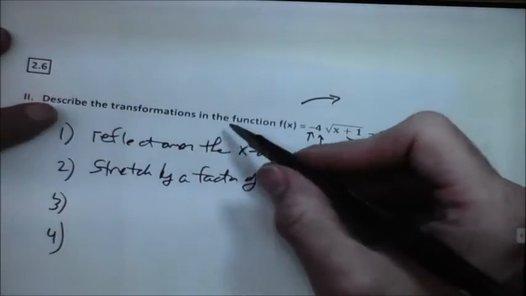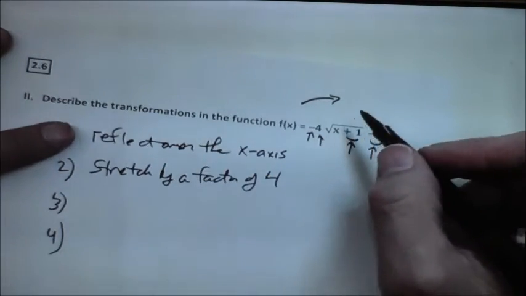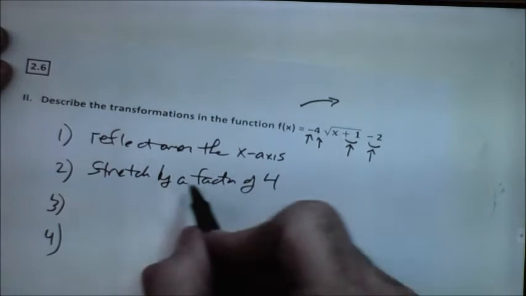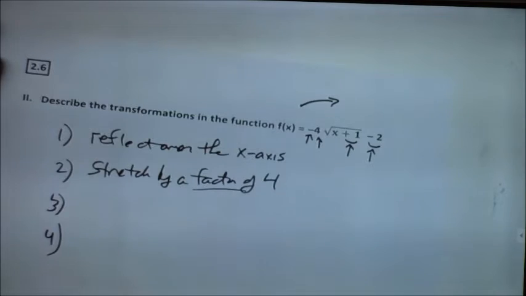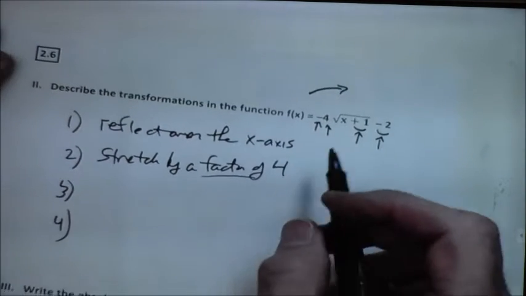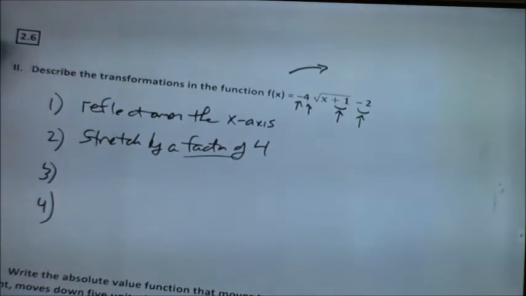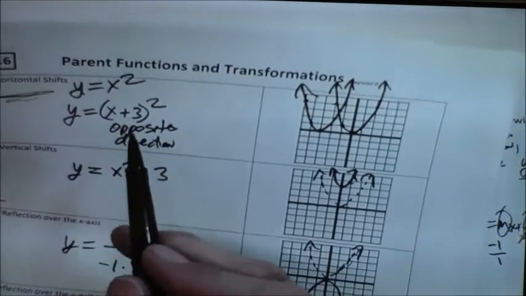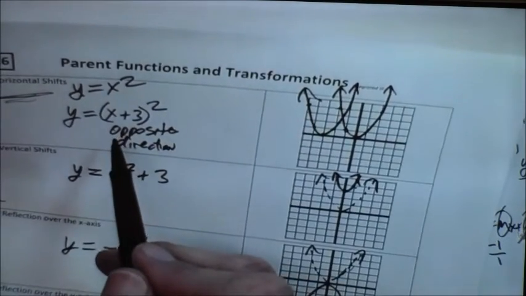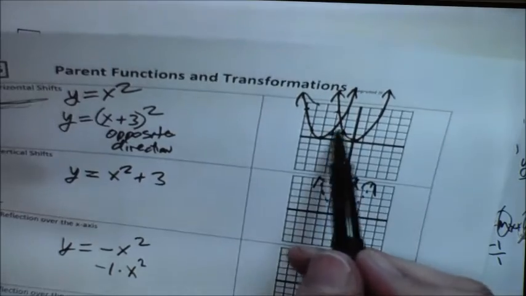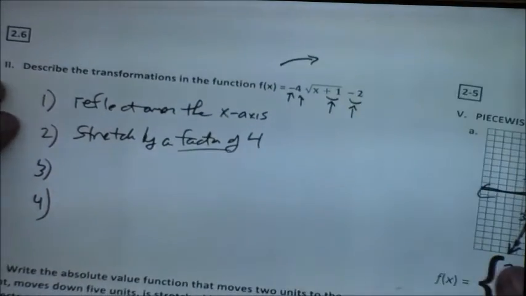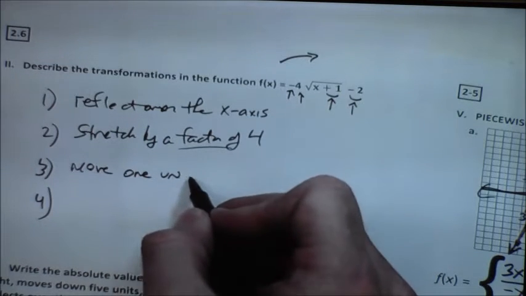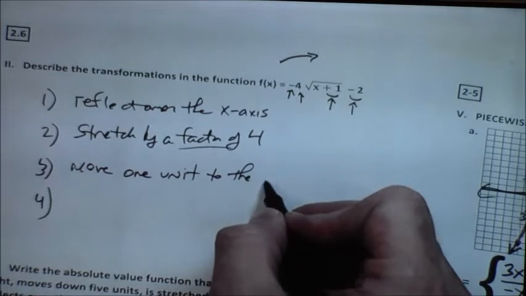The negative is separate for the purpose of these transformations because it does something different. The negative makes it reflect over the x-axis. The 4 stretches it. And factor means multiplying it. So it's multiplying by 4. Now let's look on this inside. When you have a number on the inside, you're moving left or right, horizontal, but it's the opposite direction of that positive. So that means you would be going like this one went this way. That means you're also going that way. That's to the left. So it's move 1 unit to the left.